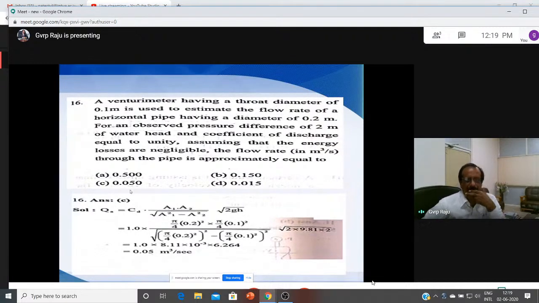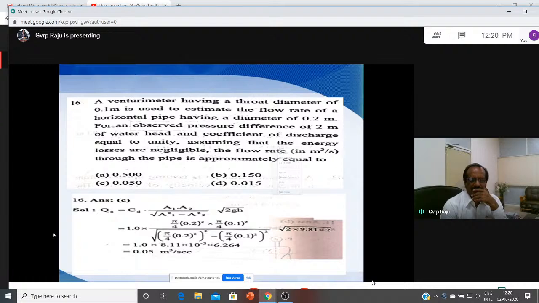Problem 16. A venturi meter having a throat diameter of 0.1 meter. Estimate the flow rate in a horizontal pipe having a diameter of 0.2. He has given D2 and D1, so D2 is 0.2 and D1 is 0.1. So pi by 4 D2 square is A2, pi by 4 D1 square is A1, with D2 0.2 and D1 0.1. You can get A1, A2 here.